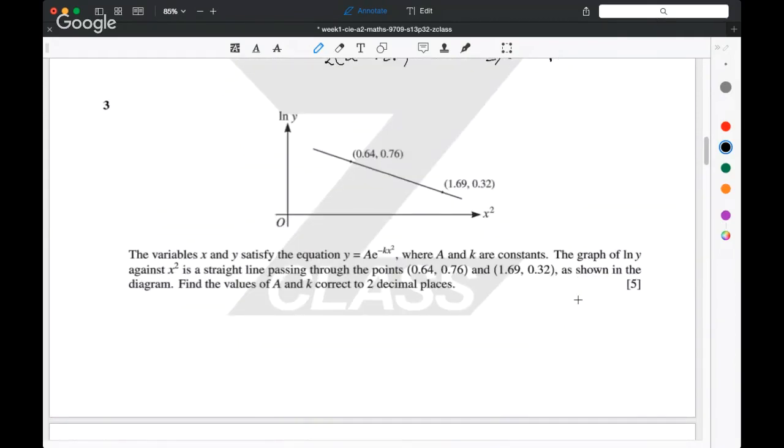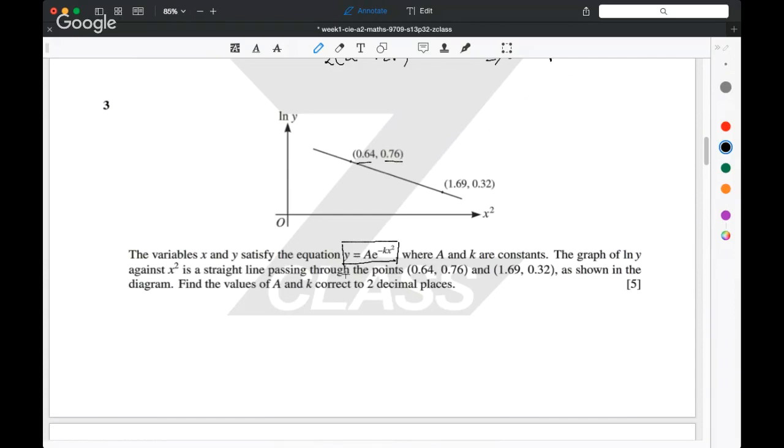Okay, question 3. We're given an equation that relates y to x, an exponential equation, but what we've graphed is natural log of y, ln y, versus x squared. So that's what these values are, and that's very important to remember, because this value here, 0.64, is not the value of x, it's the value of x squared at that point. And this 0.76 isn't the value of y, it's the value of ln y.